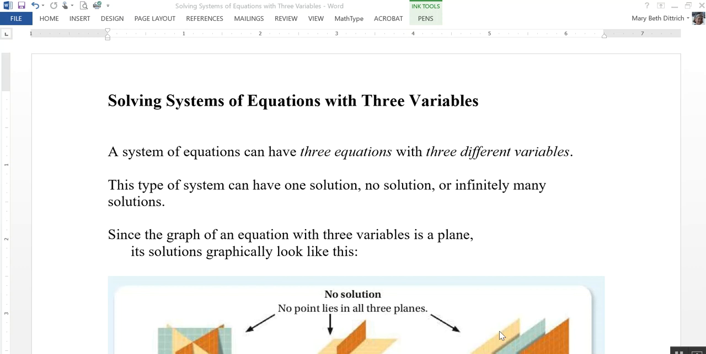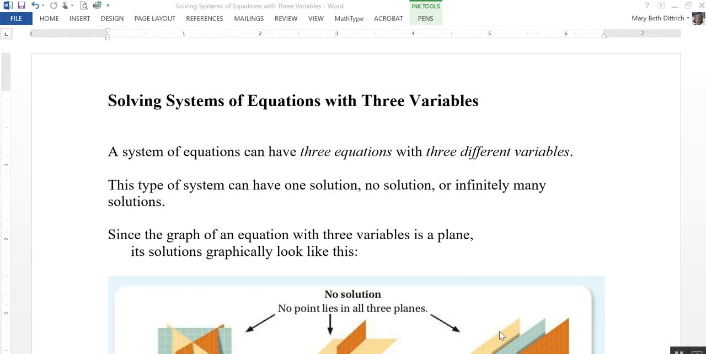This video is on solving systems of equations with three variables. A system of equations can have three equations with three different variables. This type of system can have one solution, no solution, or infinitely many solutions.